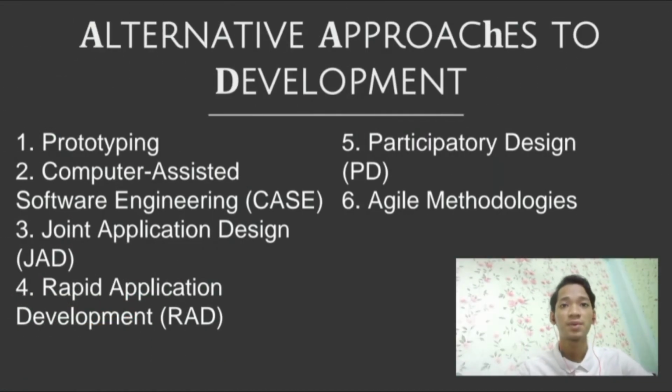And the next part is alternative approaches to development. There are six alternatives. The first is prototyping, then computer-assisted software engineering, well known as CASE, joint application design (JAD), rapid application development (RAD), participatory design (PD), and the last is agile methodology. So the first is prototyping.